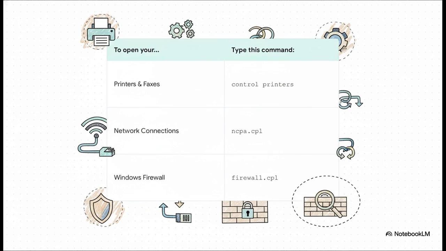Want your printers? Type control printers. Need to manage your Wi-Fi? ncpa.cpl. How about checking your firewall? firewall.cpl. You're not just clicking around an interface anymore. You're directly calling up the exact tool you need when you need it.